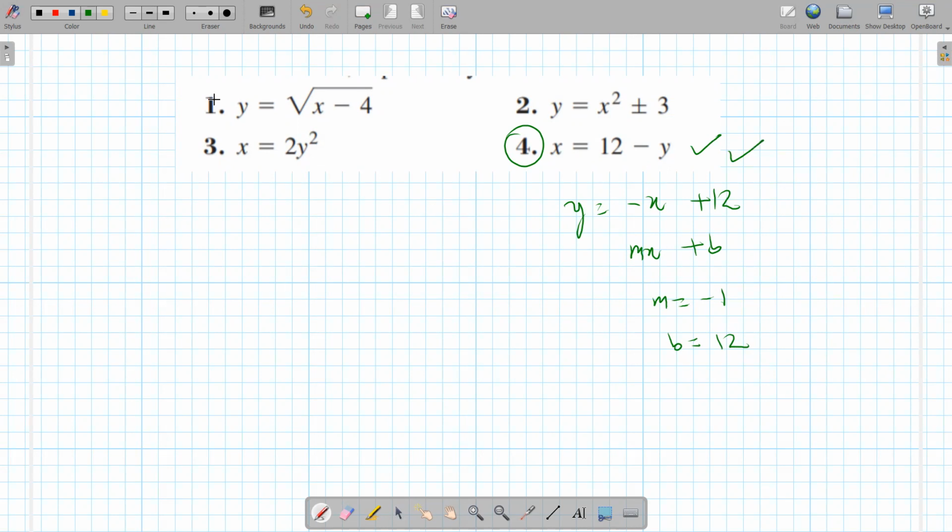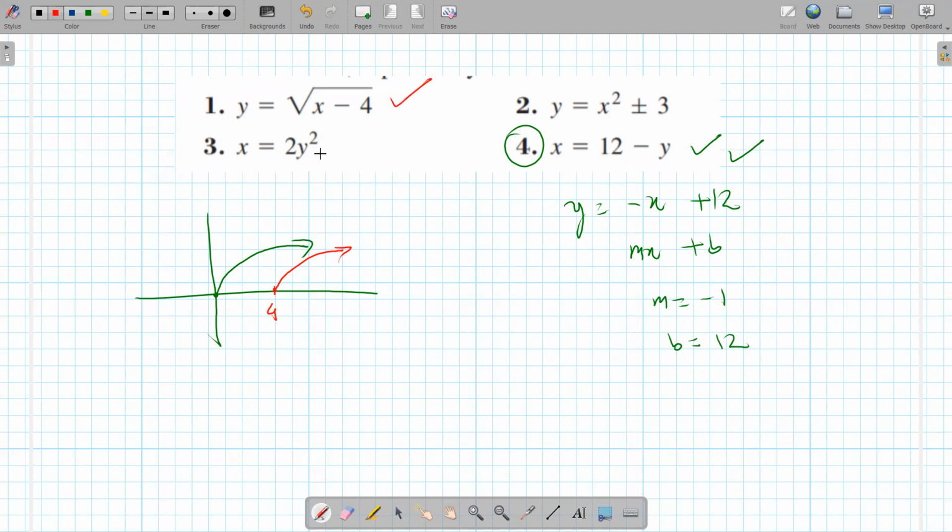Okay, let's look at 1, y equals square root of x minus 4. Now that is a square root function that has been transformed 4 units right. So a square root function looks like this, starts from the origin. This guy has been translated 4 units to the right. So instead of starting at 0, 0, it's going to start at 4, 0. So it's going to look something like this. So this is a function as well.